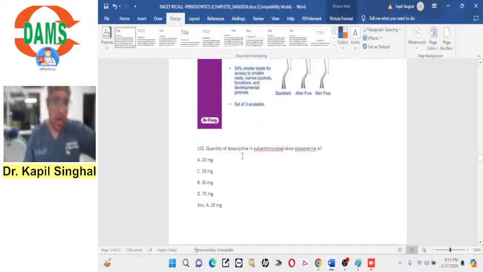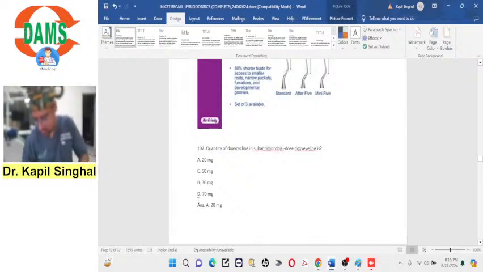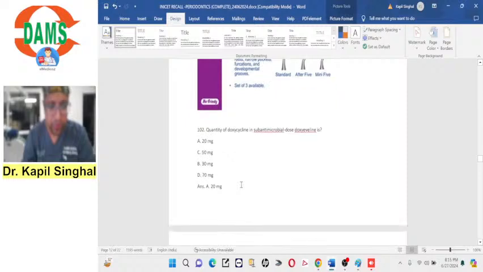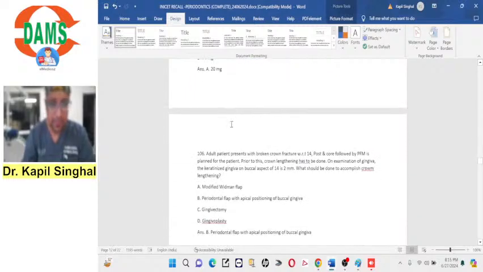Next question, quantity of doxycycline in sub-antimicrobial dose doxycycline, is a very old question. We know it is known as Periostat and the dose is 20 milligrams. It is 20 milligrams, given twice daily.